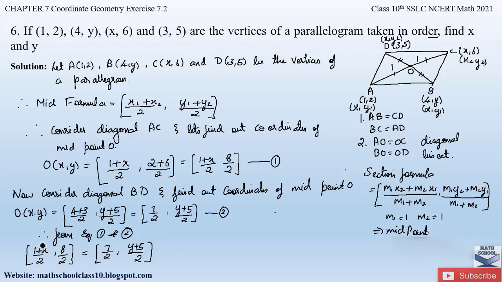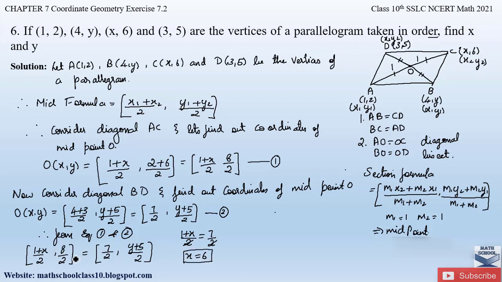Now first let us take the x coordinate part, which is given by (1 plus x) by 2 is equal to 7 by 2. Both the denominators 2 and 2 will get cancelled. So 1 plus x is equal to 7, or sending this 1 to the right hand side, we get x is equal to 7 minus 1, which is 6, right?